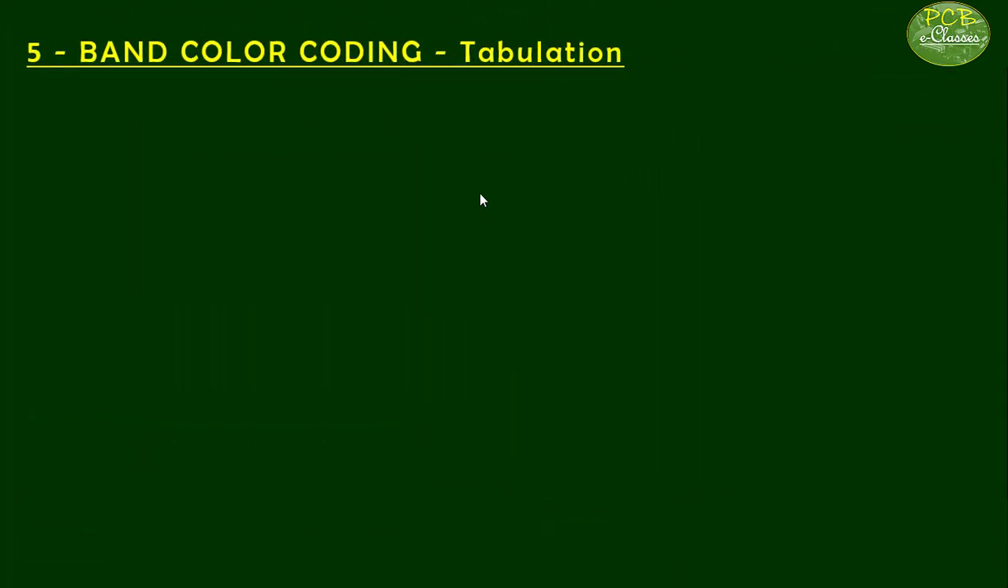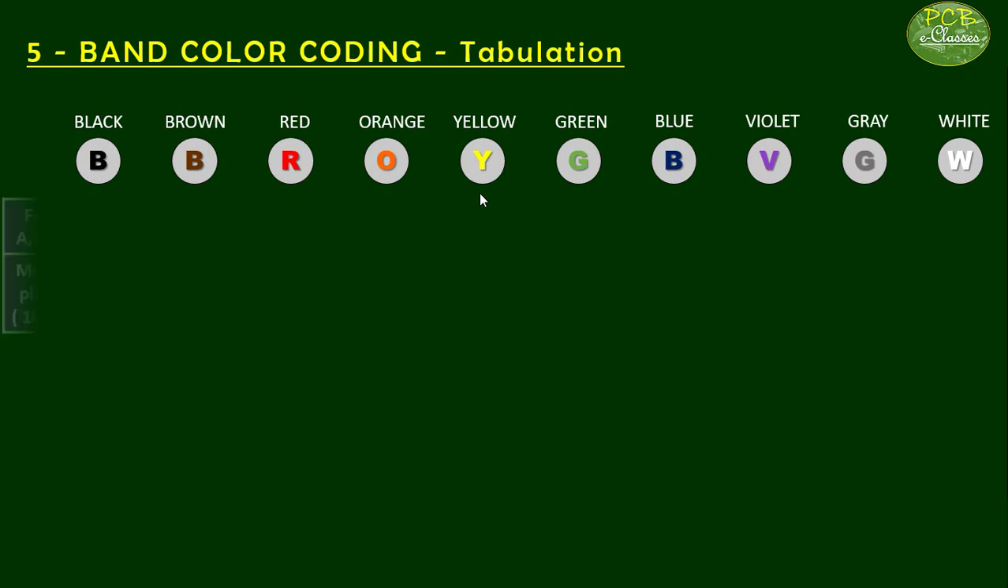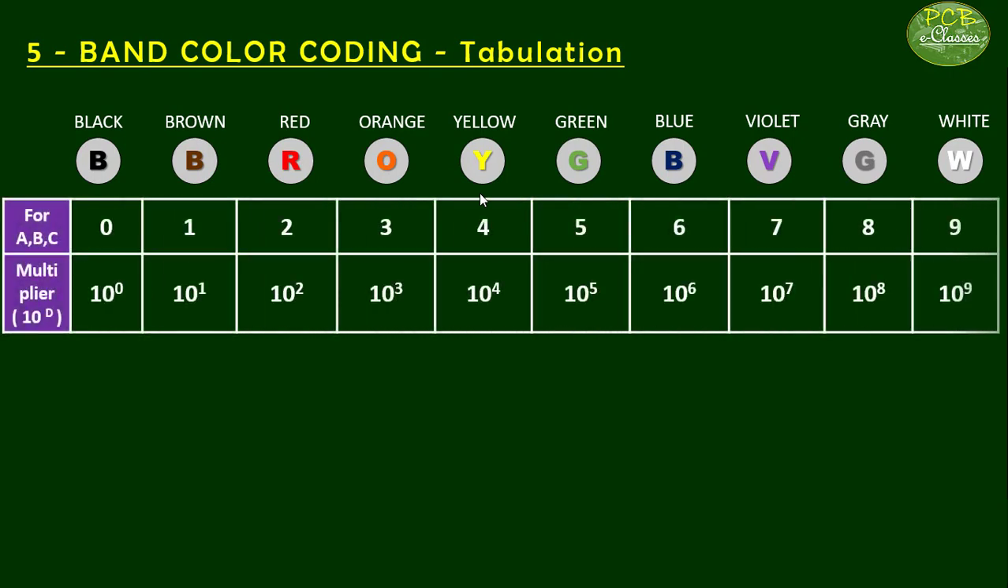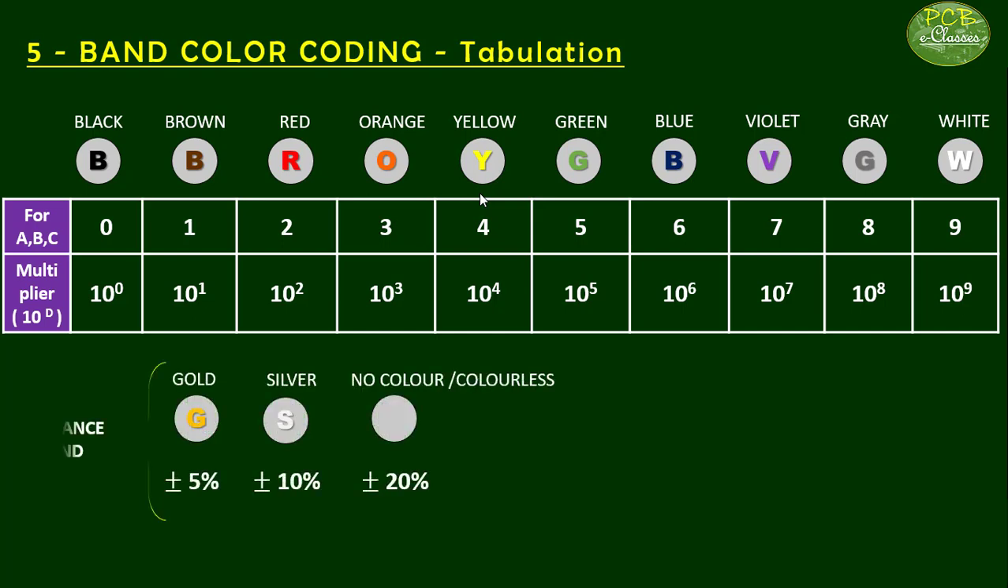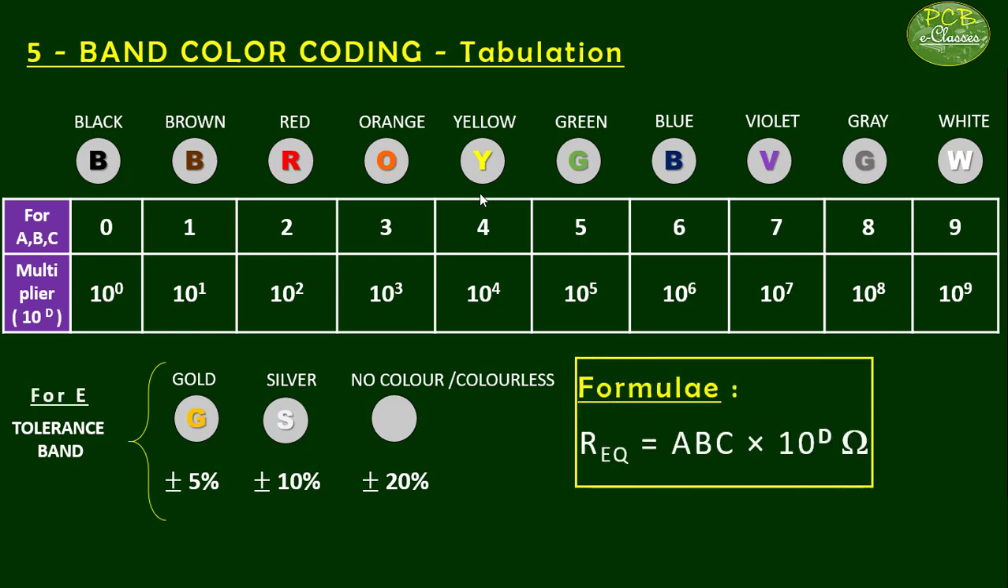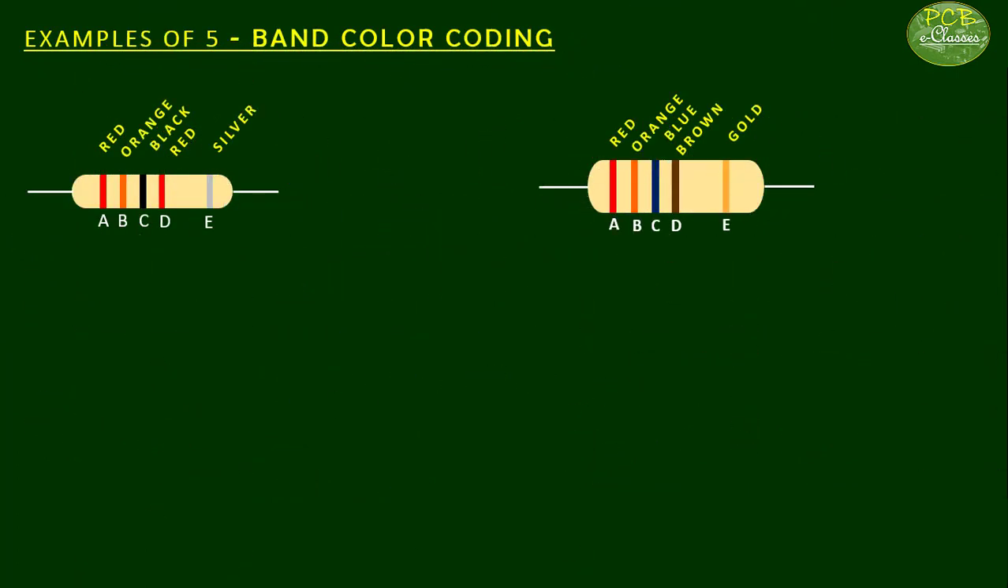5-band color coding. The same tabulation we will be following. Nothing different, but we have to take a 3-digit value. The rest of all things are the same as 4-band color coding. The codes will be the same, but the formula will be different. What will it be? ABC into 10 to the power D. That is the value of the 5-band color coding resistor. We'll see with an example.